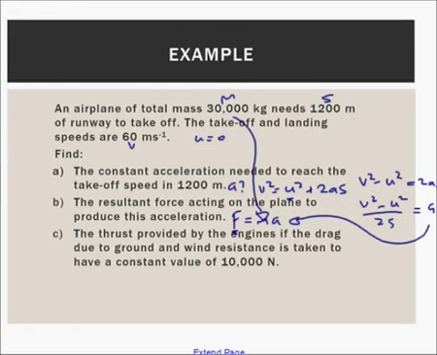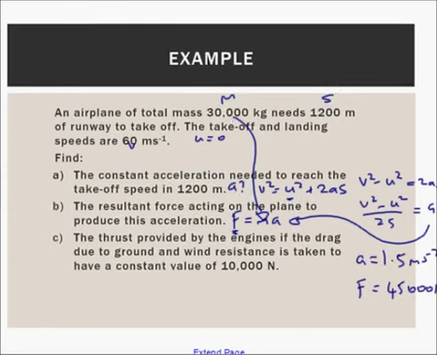Now I might just need to calculate some values here, so I'll do that quickly. I might pause it while I do that. So I'll calculate some values here. Acceleration is 1.5 meters per second squared. Force is 45,000 newtons.